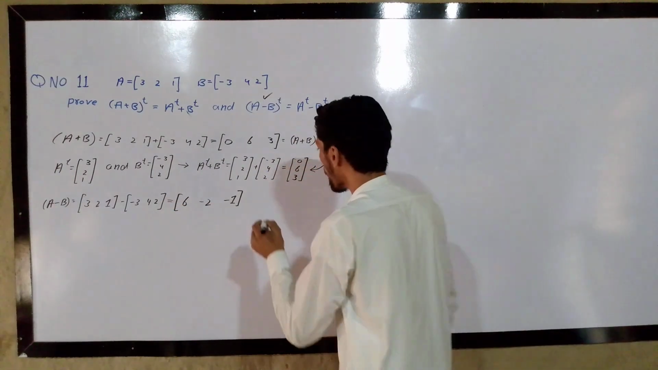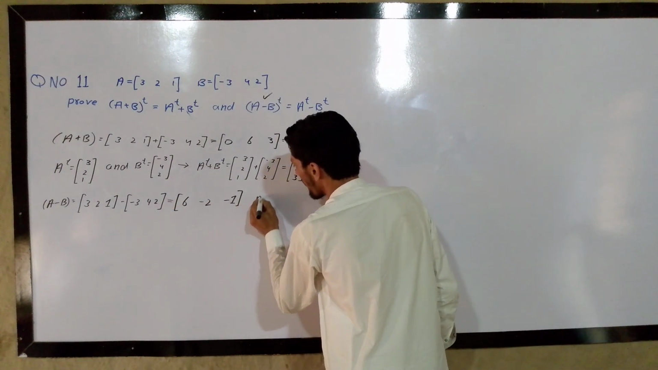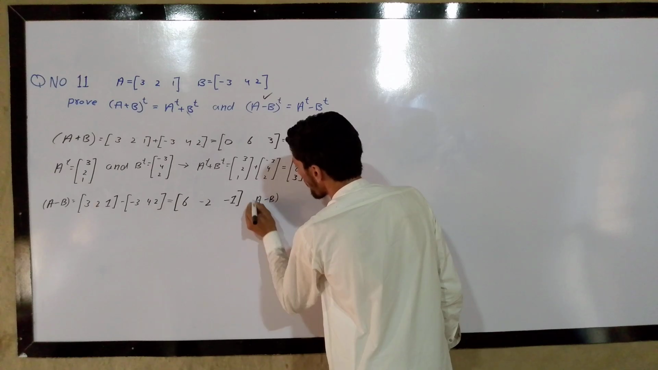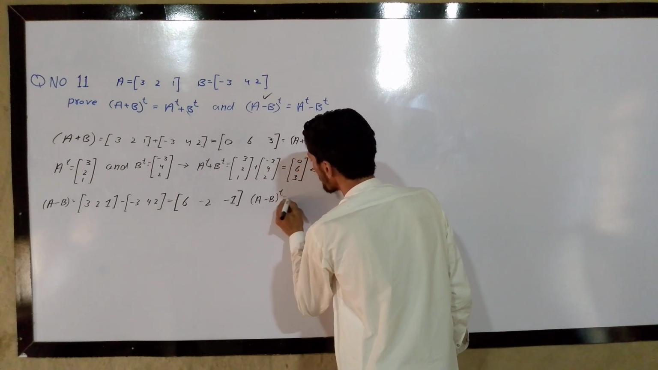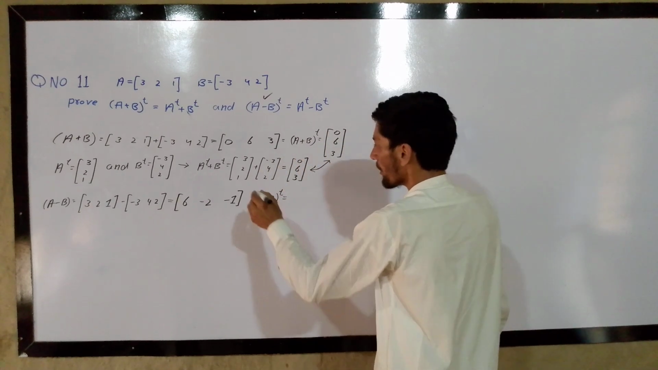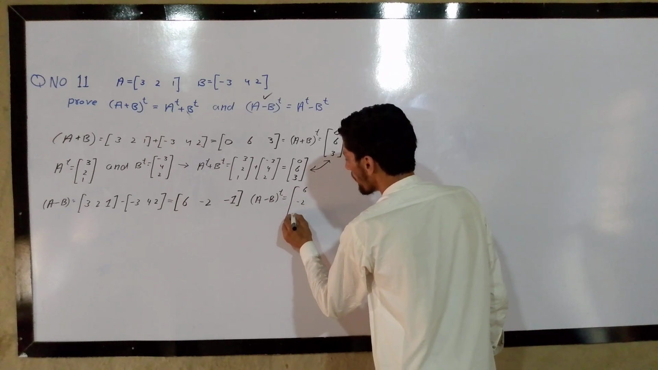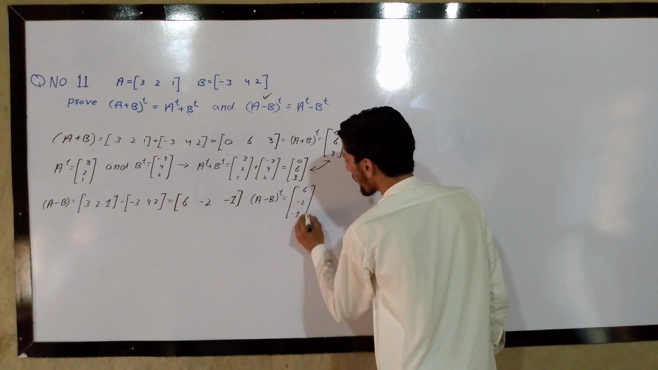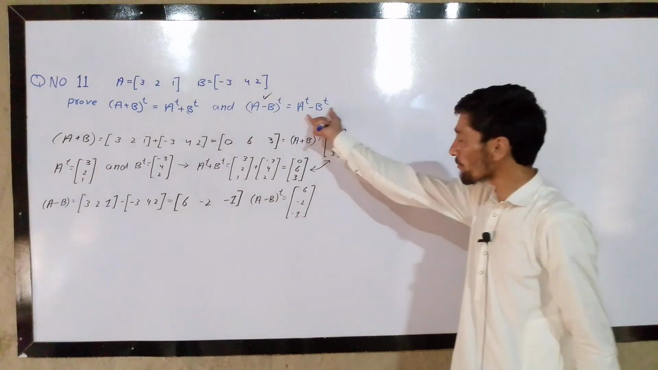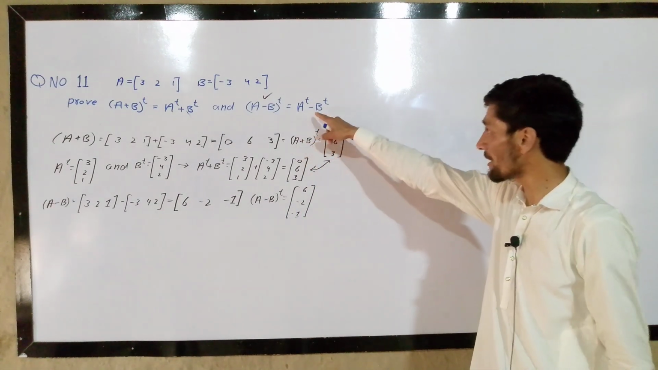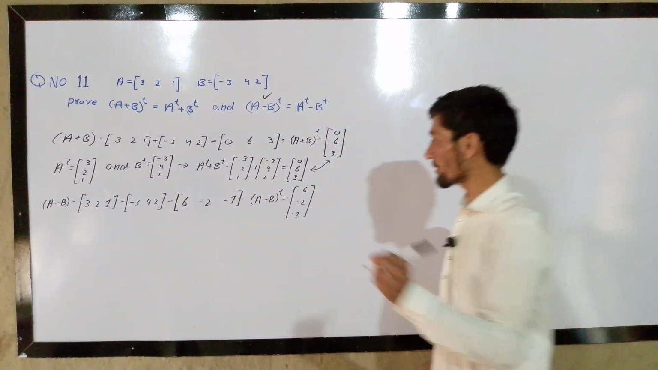Now, taking the whole transpose of it, that A minus B whole transpose will be equal to 6, minus 2, minus 1. Now it's time to find A transpose and B transpose, and after that there will be a subtraction process.